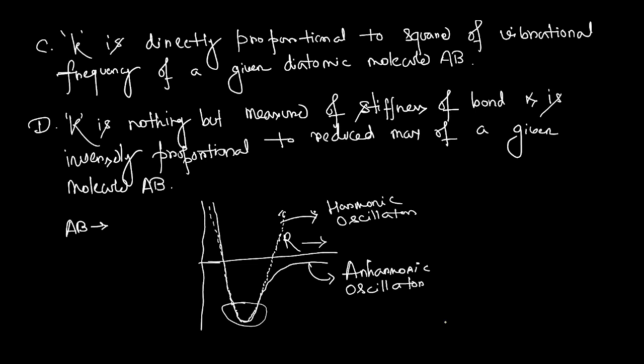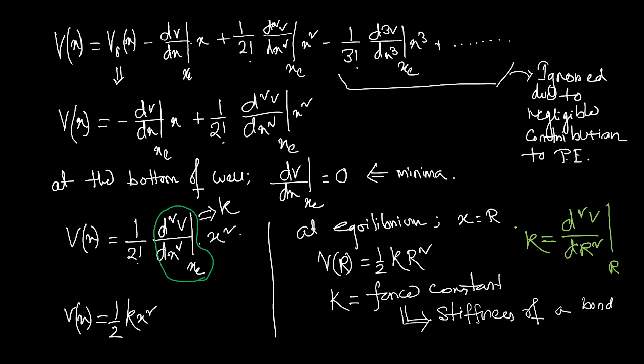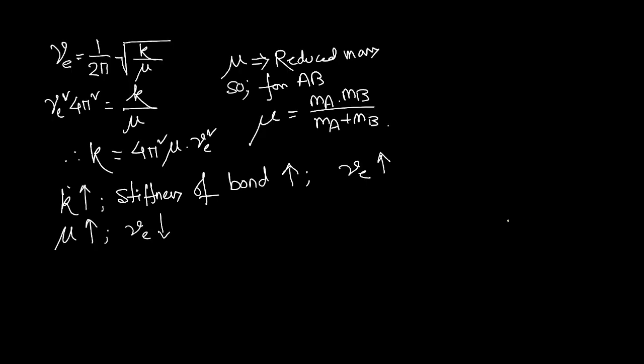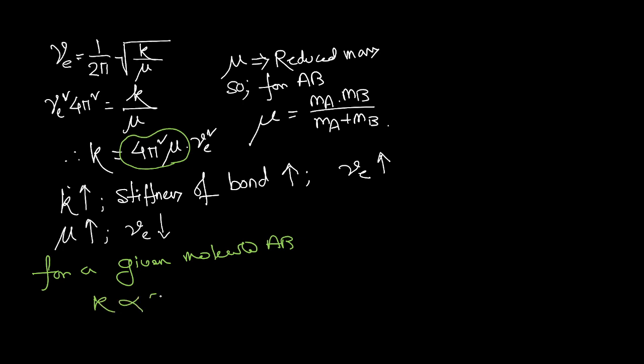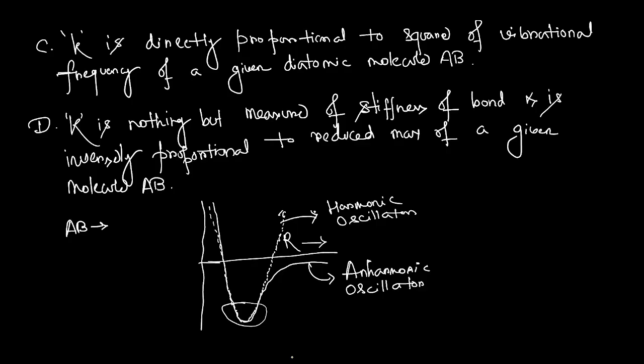Now k is directly proportional to the square of the vibrational frequency. Here we can see that for a given molecule AB, everything else is constant, so k will be proportional to the square of the frequency. Okay, so this is also correct.